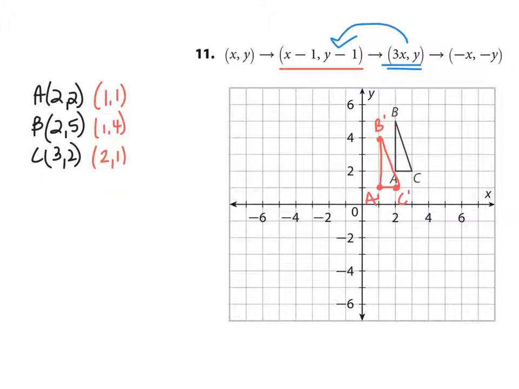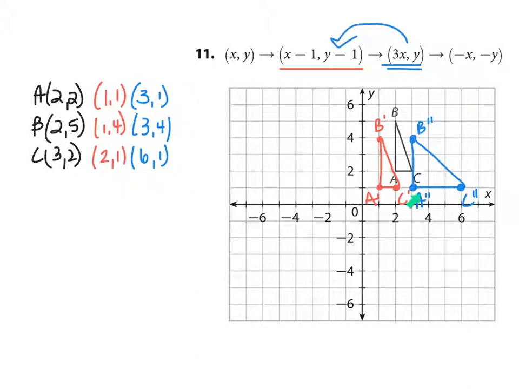I went ahead and listed out the coordinates that we had so far. I'm trying to color match here. So if I stretch horizontally, that means I'm going to get 3, 1, 3, 4, and 6, 1 for my next set of coordinates. If I go ahead and plot those, I'm going to get an image that looks like this blue triangle.